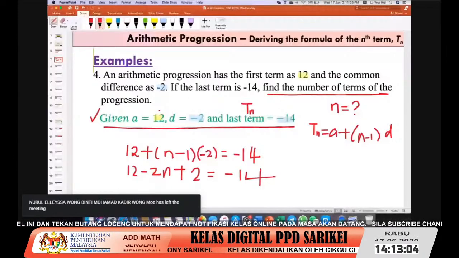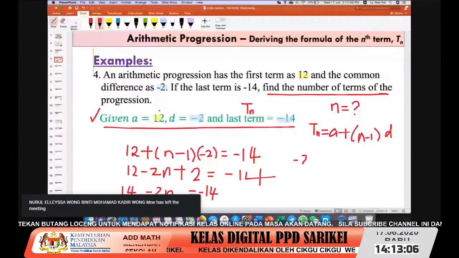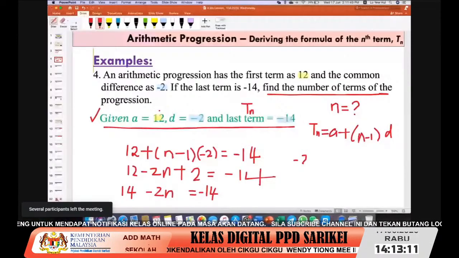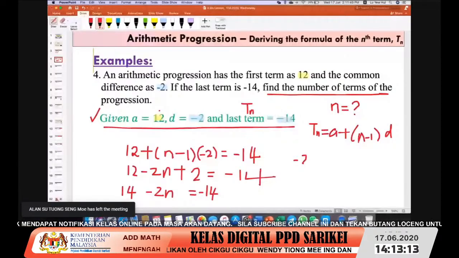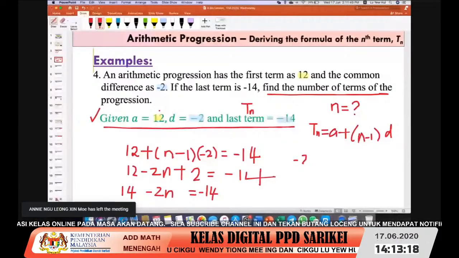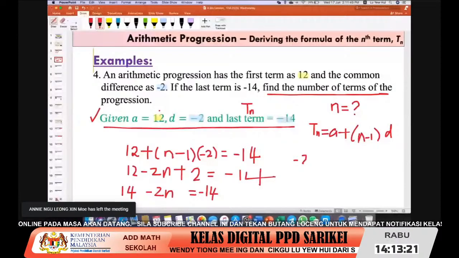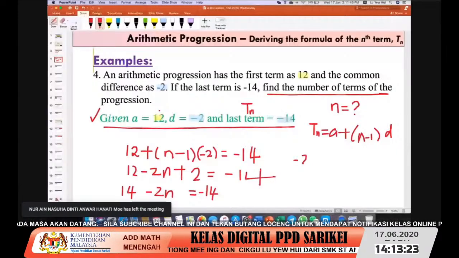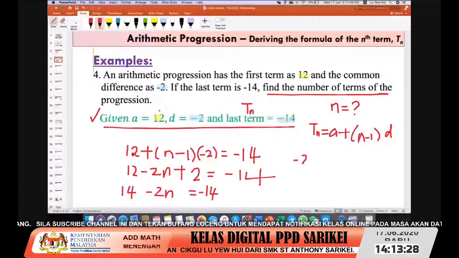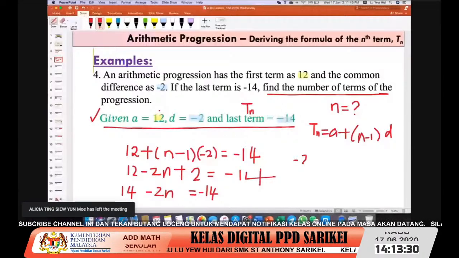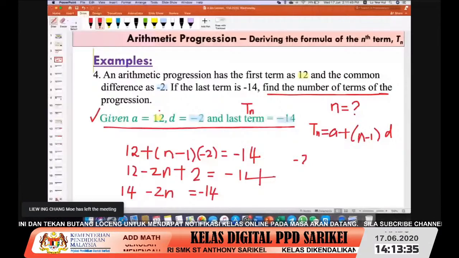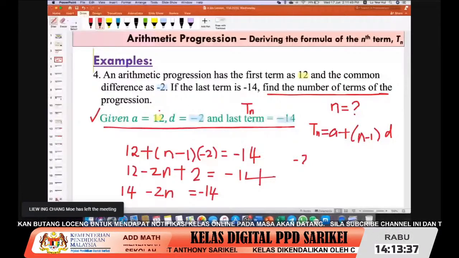Kita teruskan, akan dapat negatif 2n sama dengan berapa? Negatif 28. Sebab 14 di sebelah kiri pindah ke sebelah kanan akan menjadi tolak 14 lagi. Negative 14 minus 14, negative 28. So n is equal to 14. Means sequence ini mempunyai 14 sebutan, 14 terms. Alright. Boleh nampak ke? Every one of you can see?